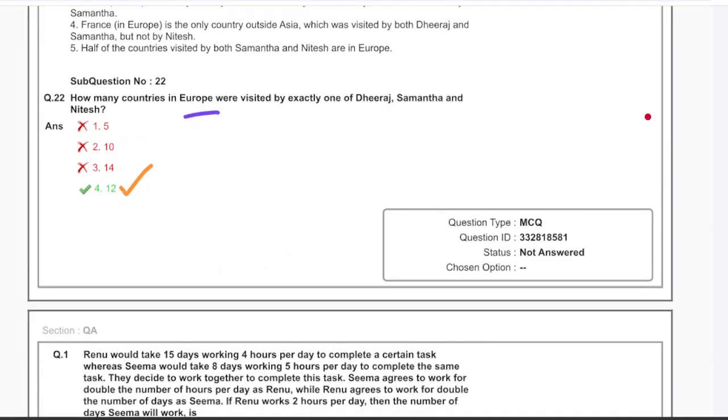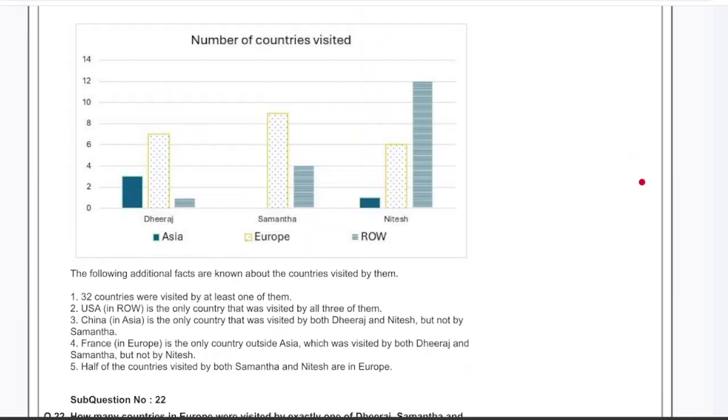And that is all for the LRDI section 1. It was a very, very easy section, I believe. A very easy set. It was doable.